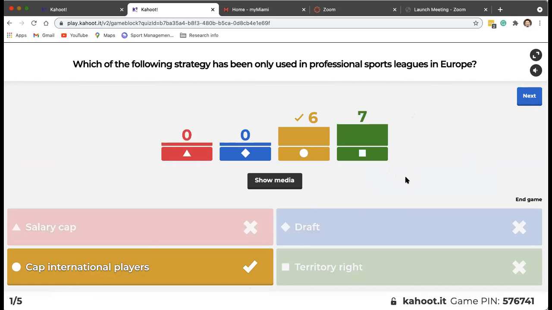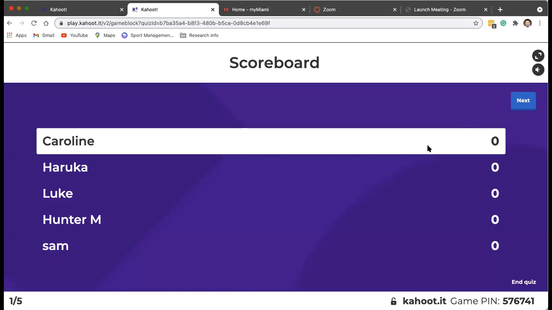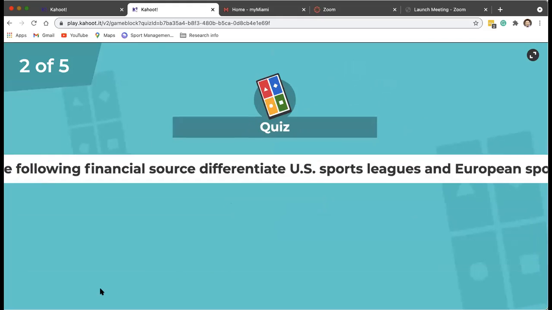So in the professional sports leagues in the US, we don't normally cap international players. Basically, all the best players are able to play in the league. But in Europe, they do cap international players. Okay, so this is the first question. After the first game, you can see the current rankings, the top 5 students, on the screen.